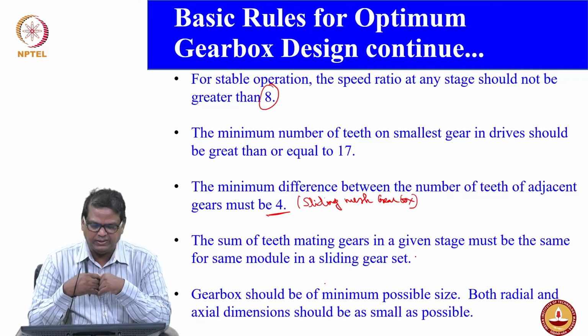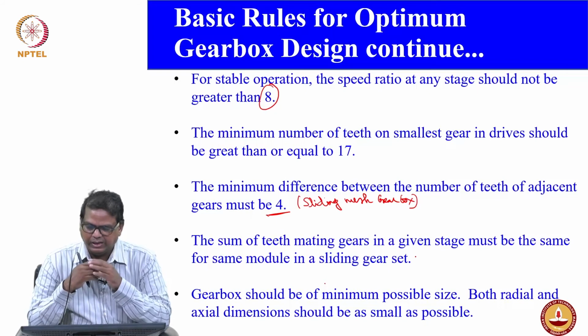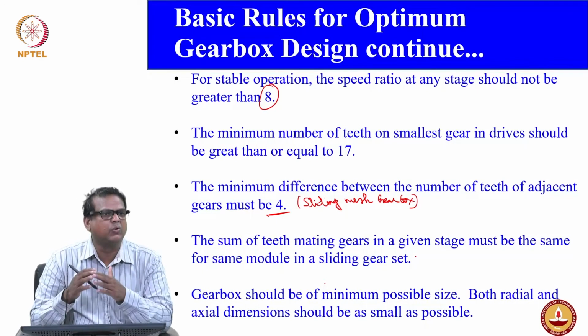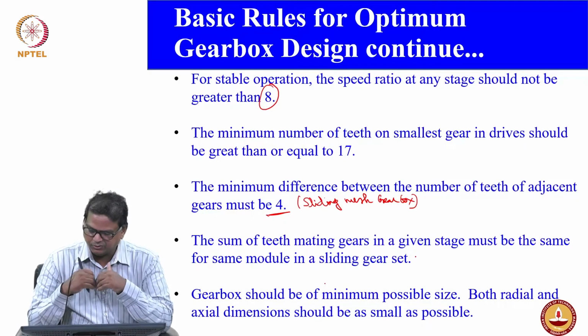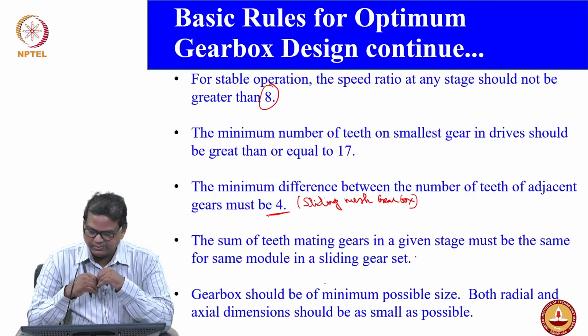Gearbox should be of minimum possible size. Both radial and axial dimensions should be as small as possible.